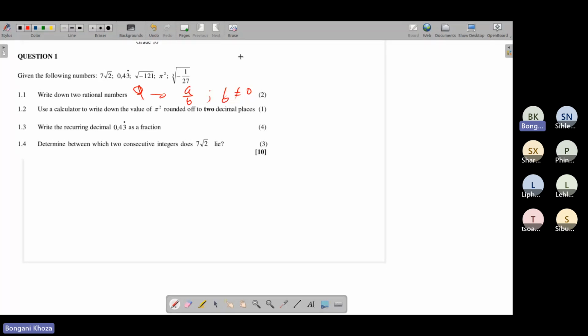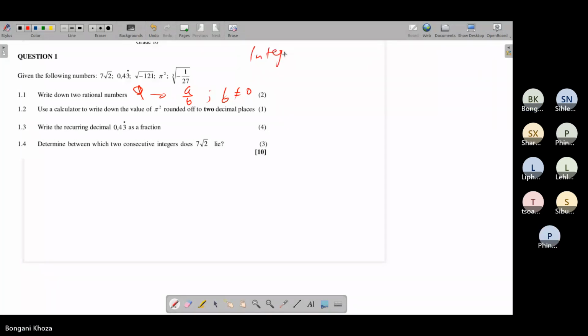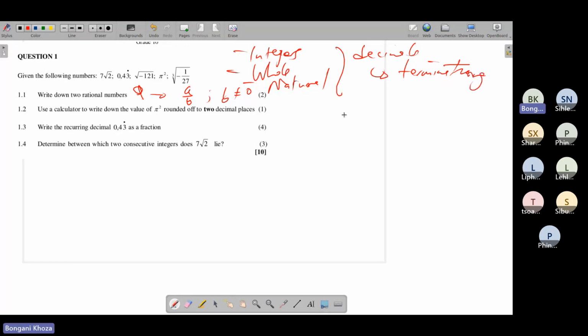So rational numbers do include our integers. They do include whole numbers. They do include natural numbers. They do include decimals, but these decimals have to be terminating. So it has to be a number like 0.54, not something that doesn't end, not a recurring decimal or a decimal that doesn't end.